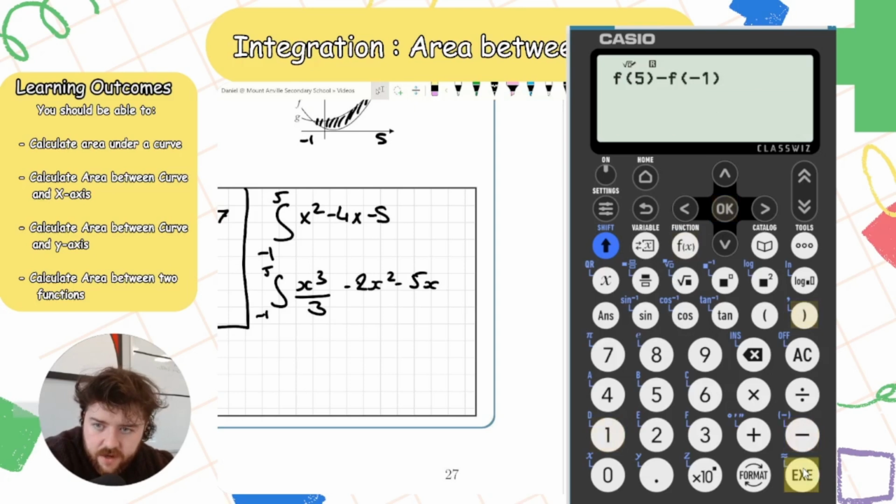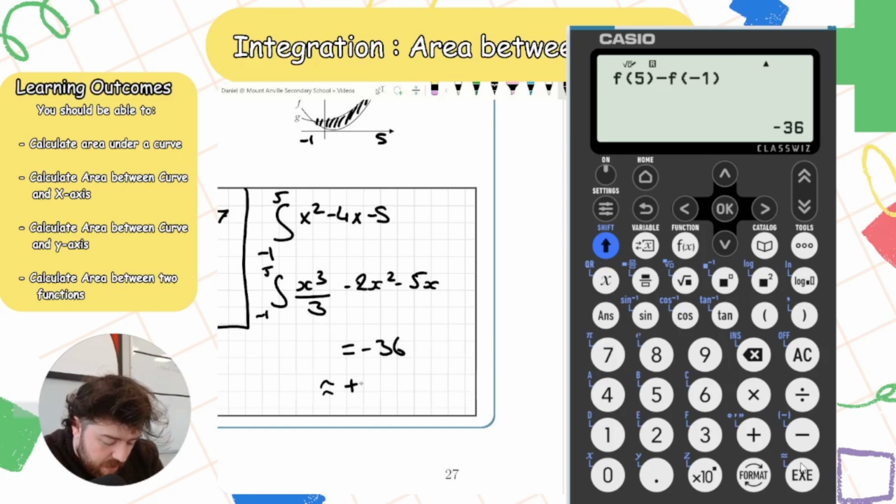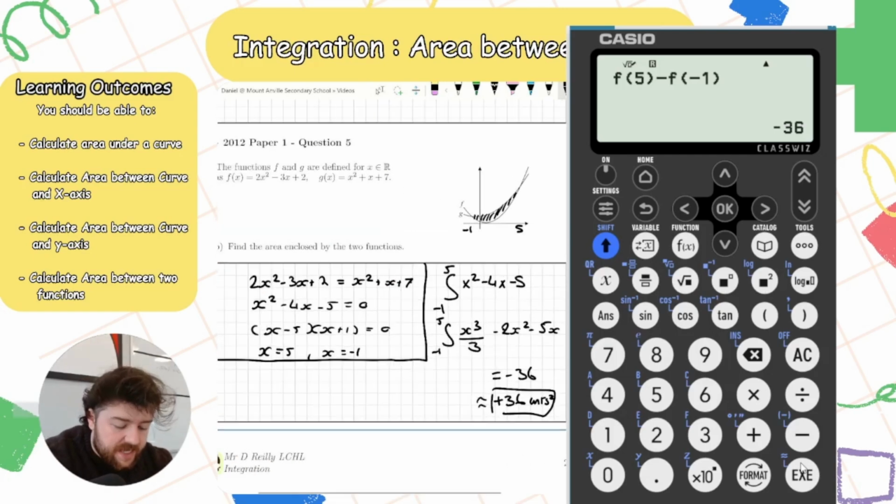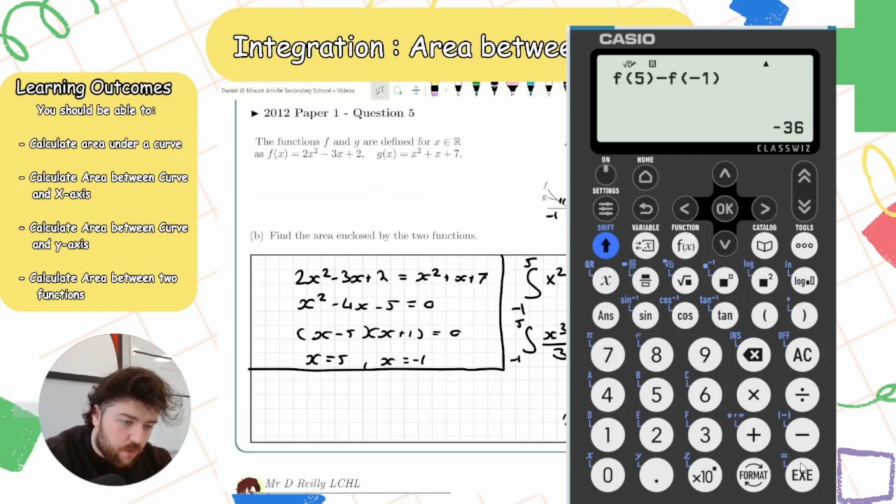And my answer is minus 36. But again, we can't have negative area. So the answer is plus 36 units squared. And that is the area between the curves.